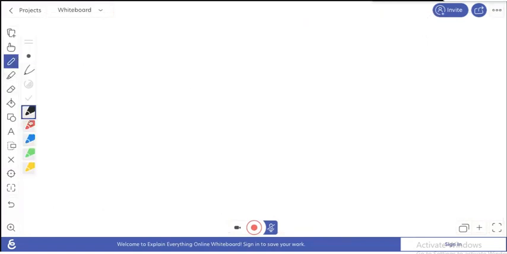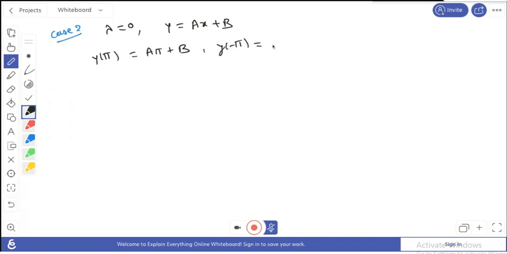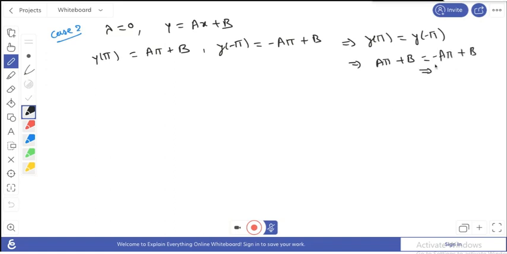And case 2, if lambda becomes 0, then what will the value of y be? It will be ax plus b. And using our condition, y of pi will be a pi plus b. Okay, and y of minus pi is minus a pi plus b. And these two are the same, so y pi and y minus pi are the same. So a pi plus b equals minus a pi plus b. So b cancels out, 2a pi equals 0, so a equals 0.